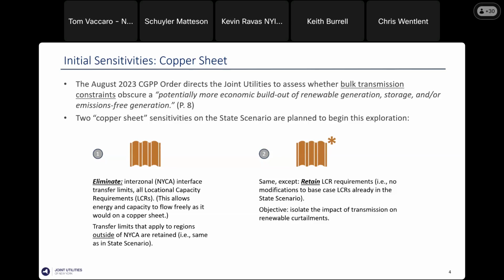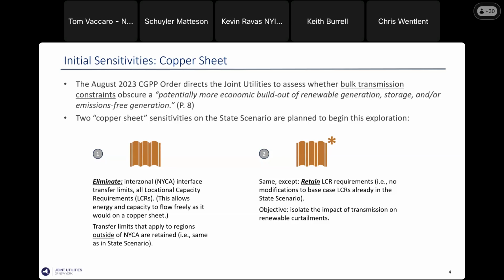For once, us engineers came up with a good name for something, not some long acronym. This is actually apt. What we mean when we say copper sheet is as if you draped an actual copper sheet over the electrical grid such that electrons can flow freely. I'll be more specific by what we mean, which specific constraints we alleviated.